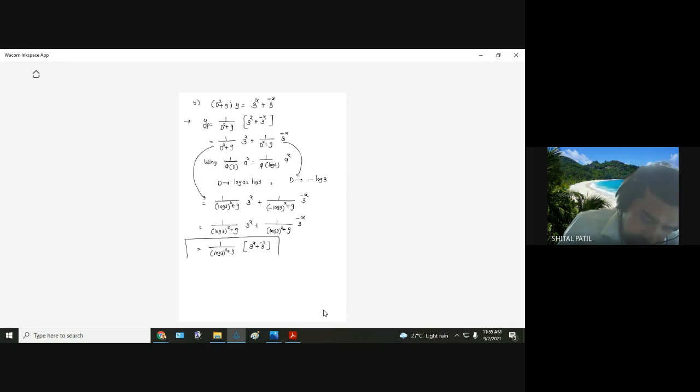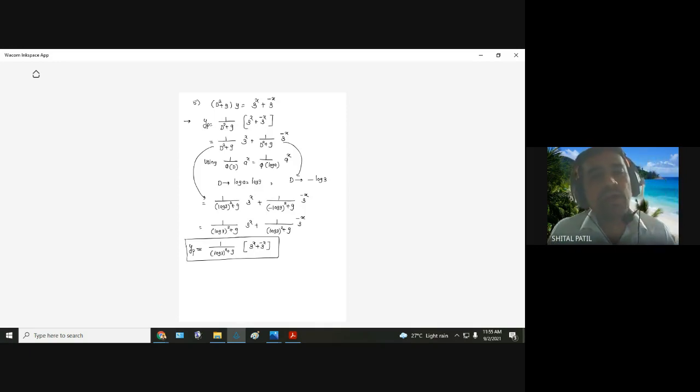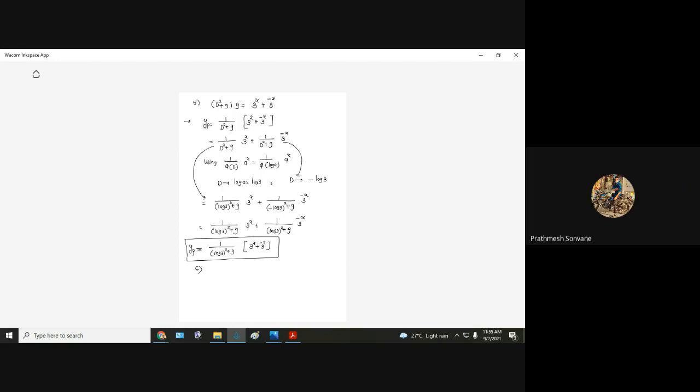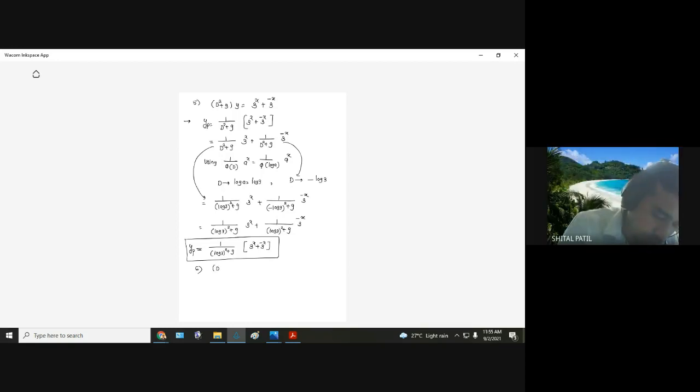आ रहा है सबको समझ में? Understood? Now have you understood these 5 formulas? Yes or no? Yes, sir. Okay, चलो next पढ़ते हैं.